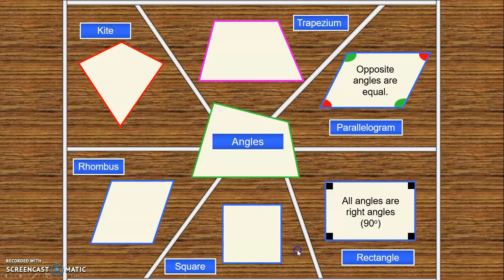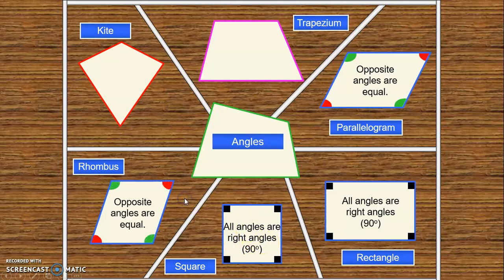Square. The same as the rectangle, a square has all angles of 90 degrees, or we also call them right angles. Rhombus. Opposite angles are equal, the same as the parallelogram. Kite. One opposite pair of equal angles. This is equal to this.